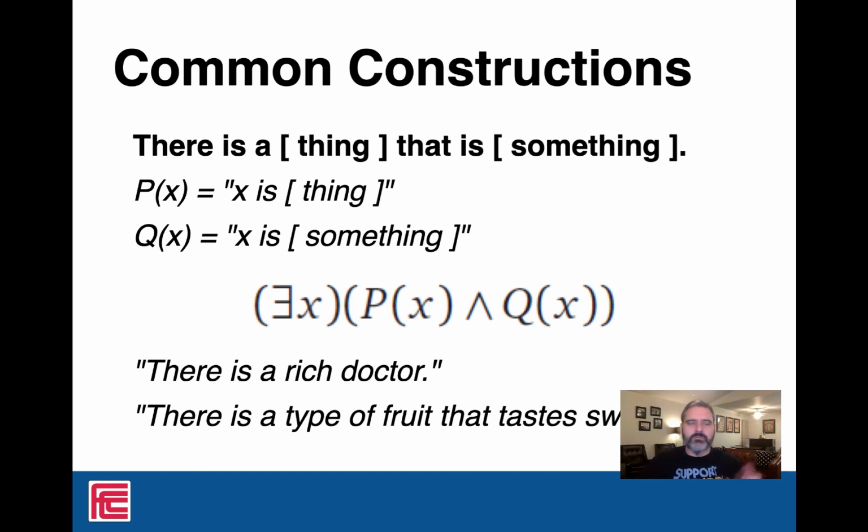Probably not true, right? For all, point being, you get the idea. Common constructors: there is a thing that is something. Your P(x) is x is the thing, Q(x) is the something, and then there exists x, P(x) and Q(x). You have both properties. That is it.